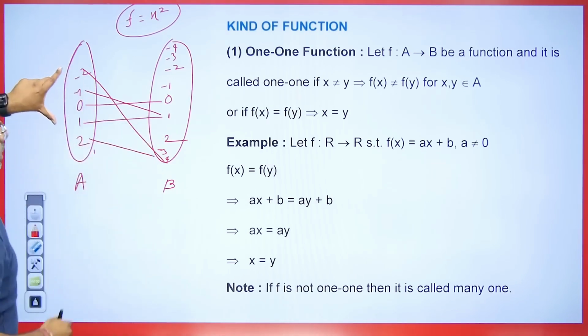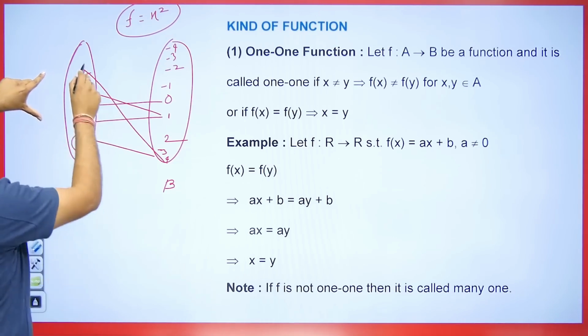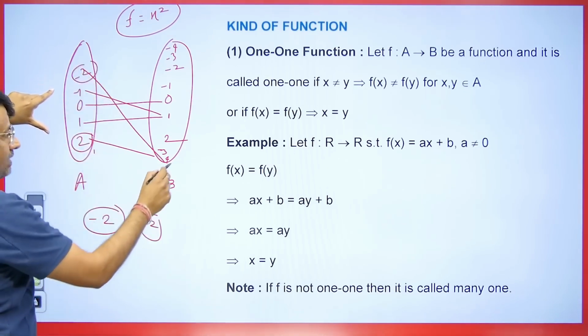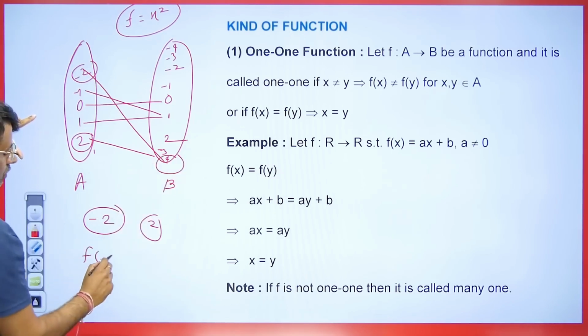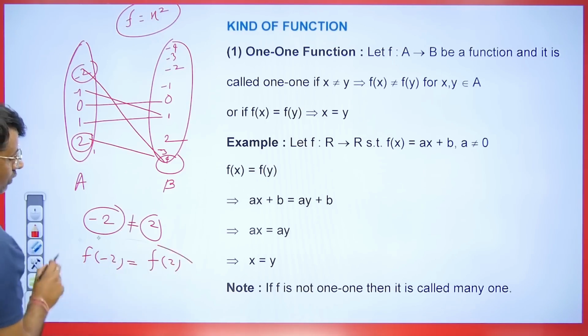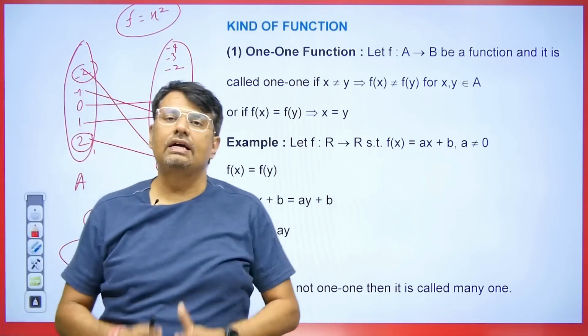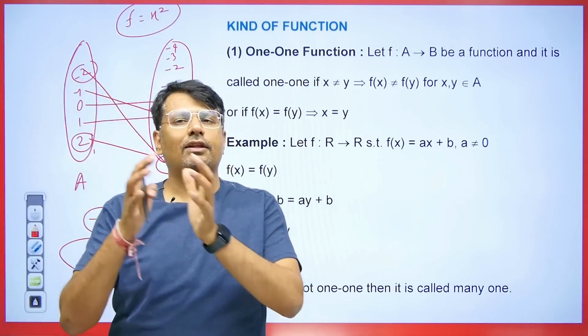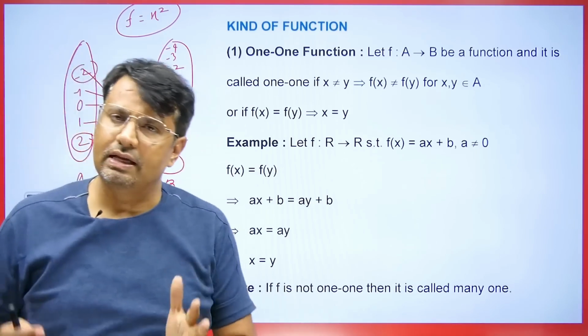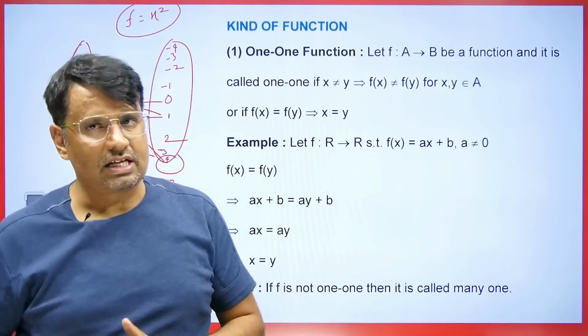So listen, there are two elements here. See here, 2 and -2. Both are different elements. So 2 and -2 both are different elements, but their images are the same. It means the value of f(-2) and the value of f(2) is equal. So these two are not equal, but these two are equal. So that means this is not a one-one function. So for a function to be one-one, if these two are different, then in that case their images must also be different. So this is the concept, right?